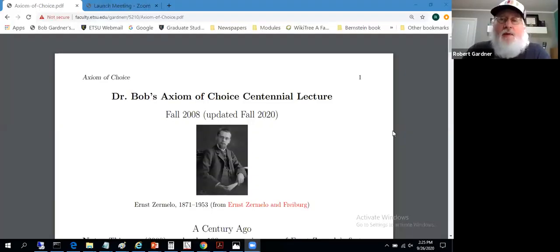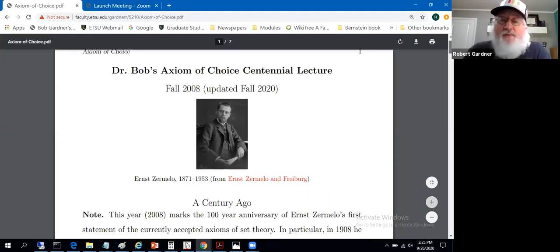Now for something a little different. These are notes I prepared in 2008 on the Centennial of the Axiom of Choice. So we'll go through this with an eye towards applications of the Axiom of Choice in the construction of a non-measurable set, a topic covered in our Real Analysis 1 class.